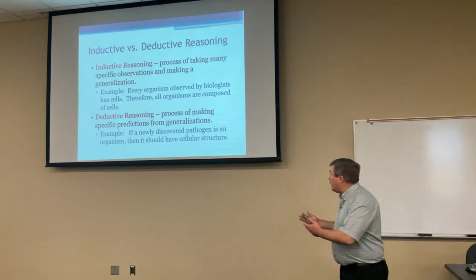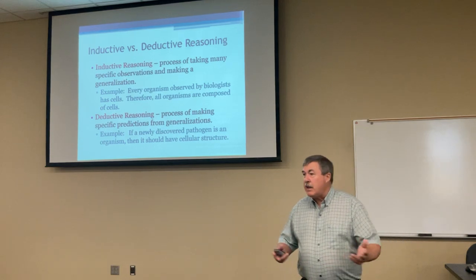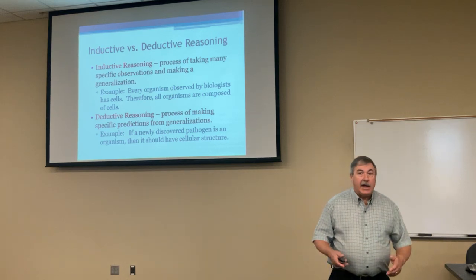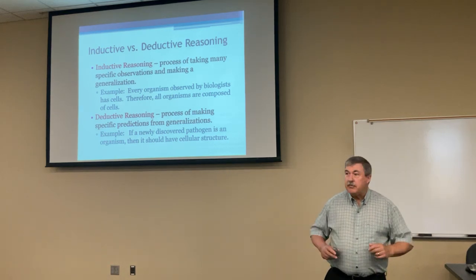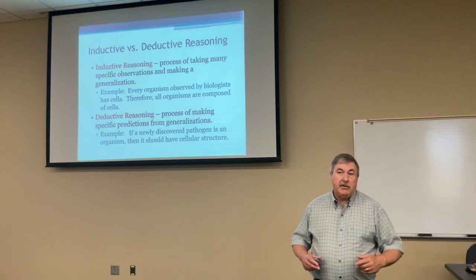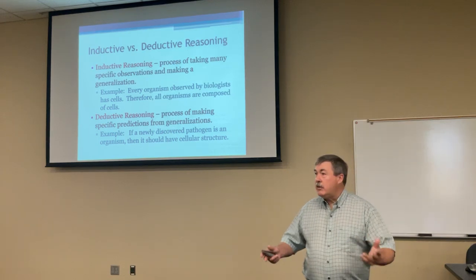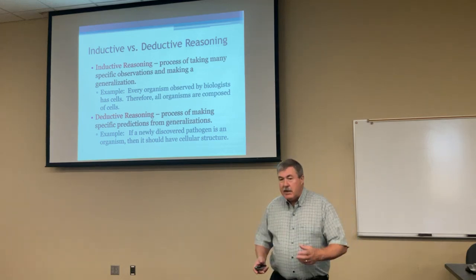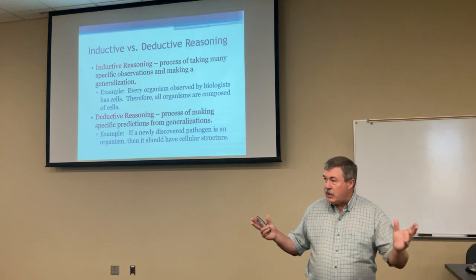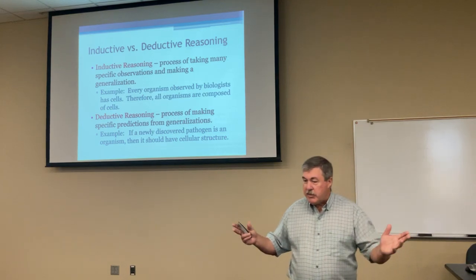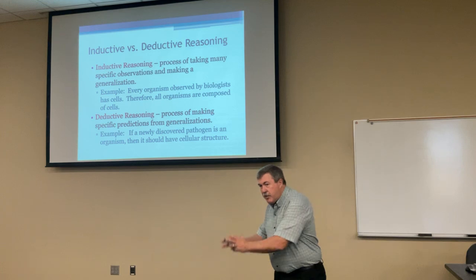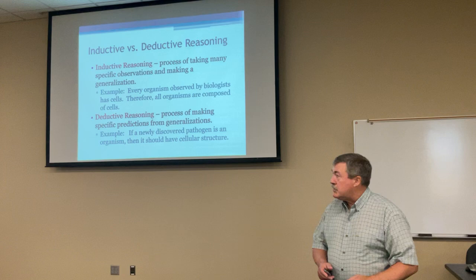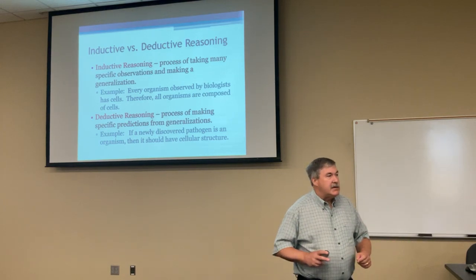And so you can take a look at that pathogen with a light microscope, or you can take a look at it with an electron microscope, and if you see it has all of the major parts of the cell, then you can conclude that it's living. Okay. So deductive reasoning takes a theory or generalization that's supported with experimentation, and then makes predictions from that in a new situation.